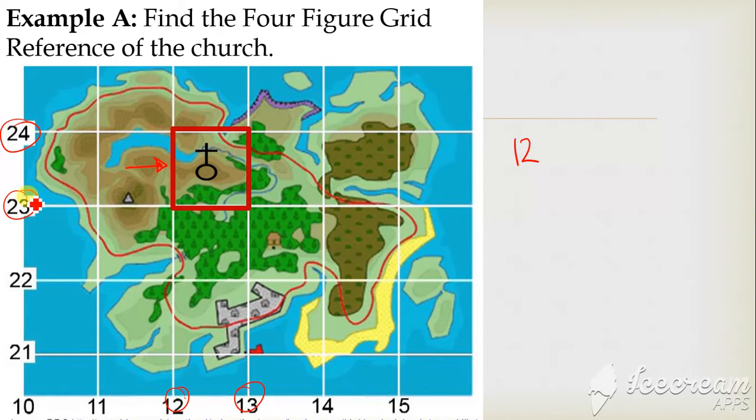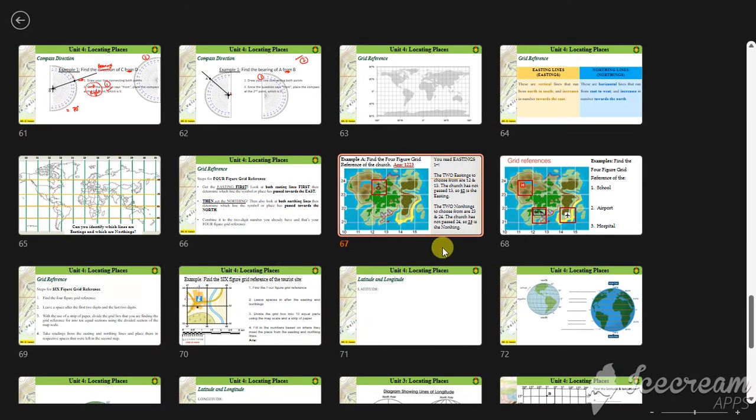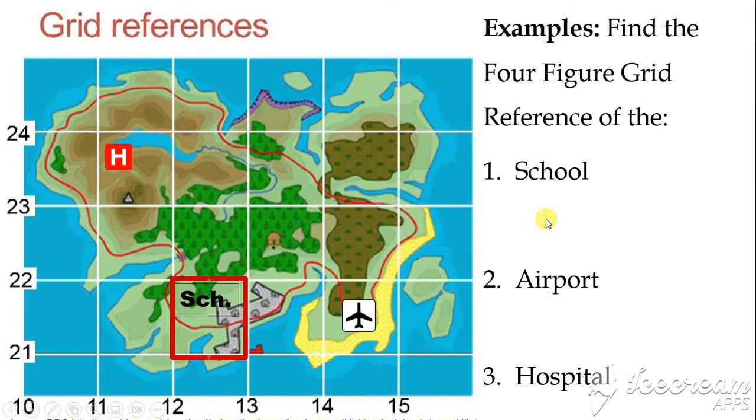Then you go to your northerns. We have 23 and 24. Has the church passed 24? No. Has it passed 23 going up? Yes. So in this case, your northern would be 23 and your 4 figure would be 1223. It's not 12.23, nor 12 degrees and 23 degrees. It's 1223.